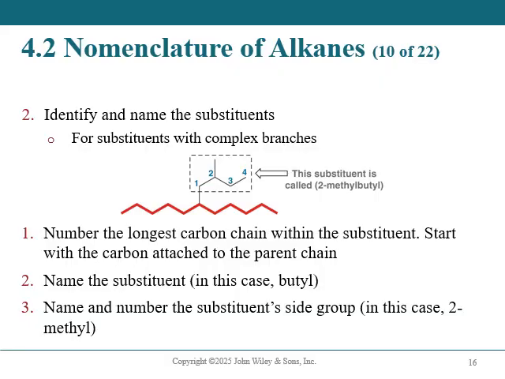For substituents with complex branches, so for instance here, this is my parent chain here in red, then I have this substituent, I have 1, 2, 3, 4, so that will be butyl, but within butyl I have a methyl group right here in position number 2, so we're going to call this substituent 2-methylbutyl. And then the parent chain here is 2, 4, 6, 8, 10, 11, so undecane, and this is in position number 6, so 6-(2-methylbutyl)undecane.